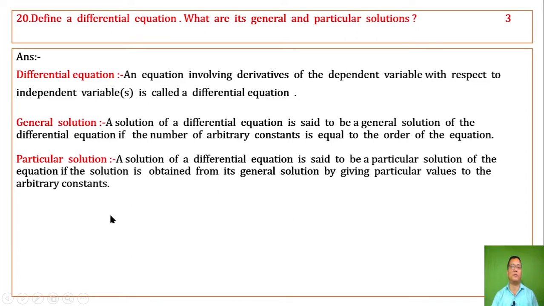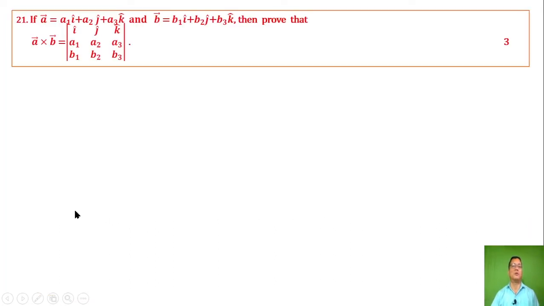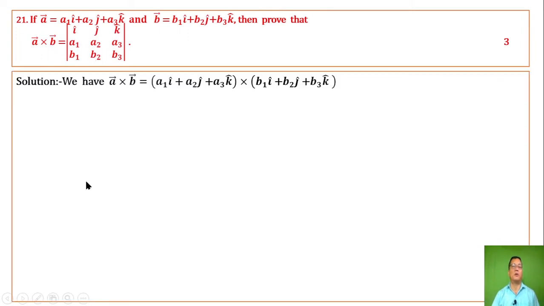If a vector is equal to a1 i + a2 j + a3 k in terms of ijk, and b vector has components in the form b1 i + b2 j + b3 k, then prove that a cross b is equal to the determinant. We have a cross b is equal to this.